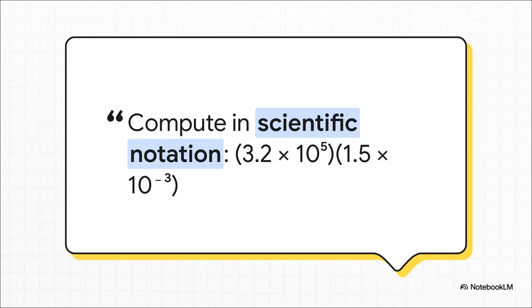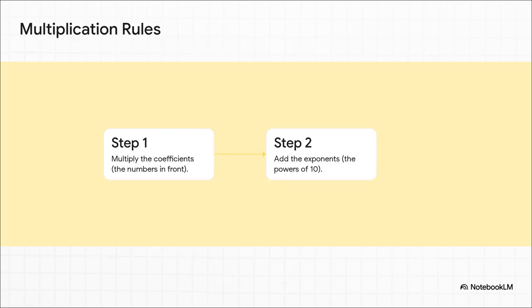Okay, so with that in mind, let's look at this problem from the quiz. Now we're being asked to multiply two numbers that are already in scientific notation. And the great news is you don't have to guess. There are very specific, very easy rules for how to do this. And I mean it. The rules are surprisingly simple. You basically just tackle the problem in two parts.